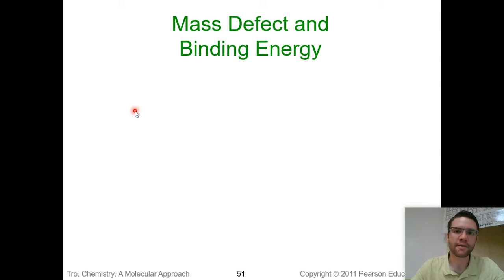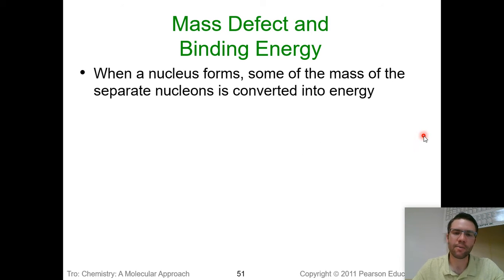The second thing you have to do is calculate mass defect and binding energy in an atom. And what this is when a nucleus in a chemical reaction or in a nuclear reaction, when a nucleus forms, some of the mass of the separate nucleons, your protons and neutrons, is converted into energy. And that's our strong force. We mentioned that last week in that intro video.